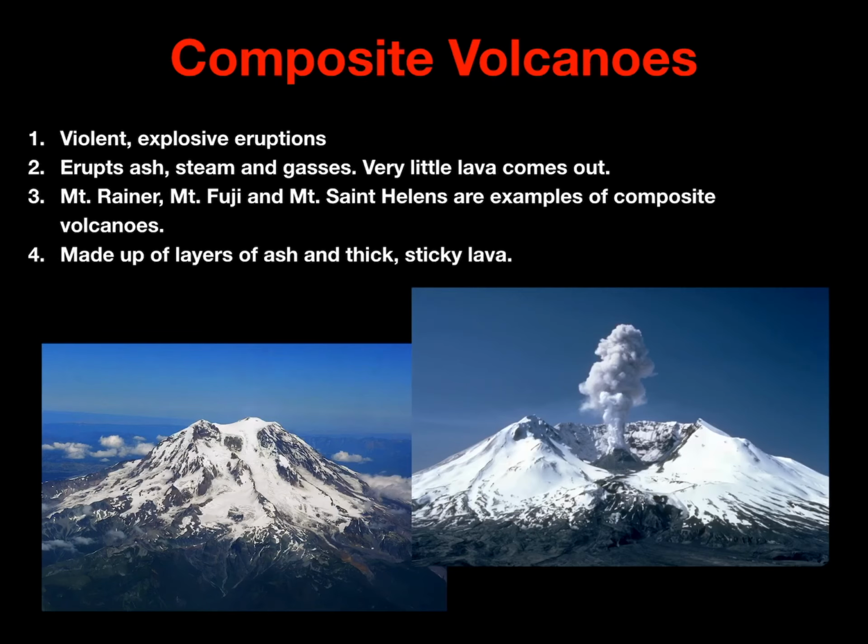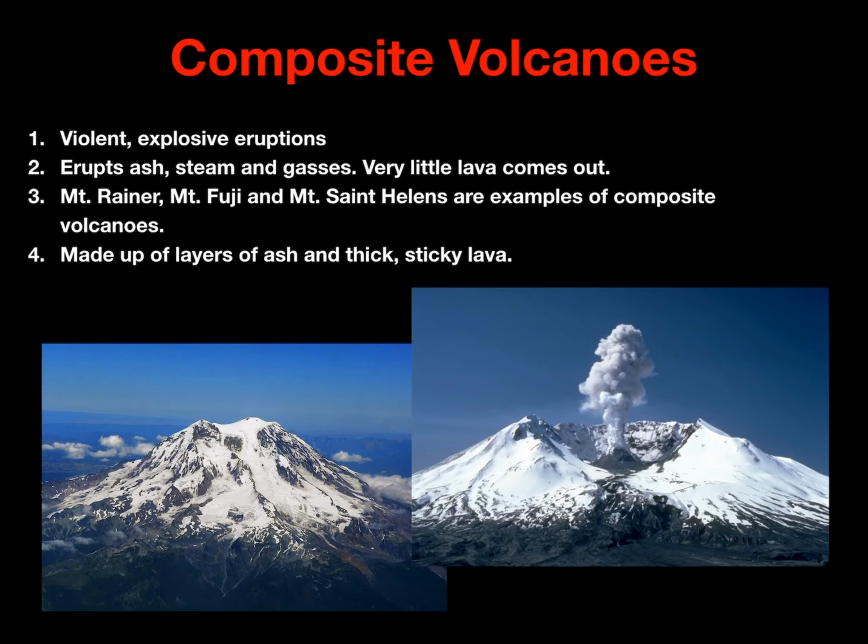Next, we have composite volcanoes. These also have violent and explosive eruptions. They erupt not only lava, but actually most of the time what ends up coming out is ash, steam, and gas. You can see in the picture on the right, the one that has smoke coming up, that is most often what's actually coming out of these composite volcanoes. Steam, ash, and gases. It doesn't actually have a lot of lava that is coming out.